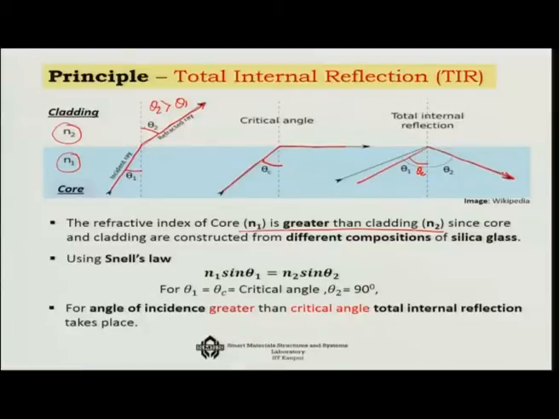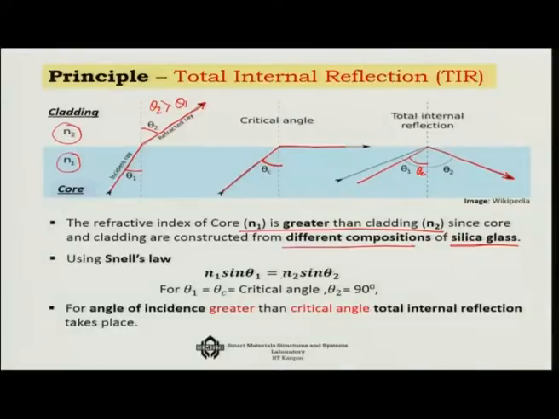Both the core and the cladding of the optical fiber system are made of silica glass, but of different compositions, such that one is denser and the outer medium is rarer. Now, using Snell's law, you can also find out what this n1 has to be.